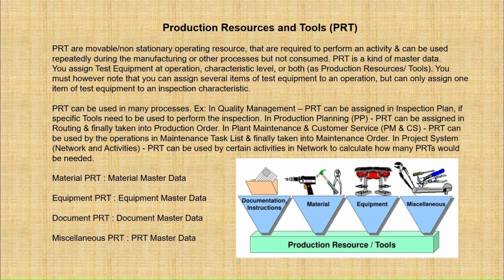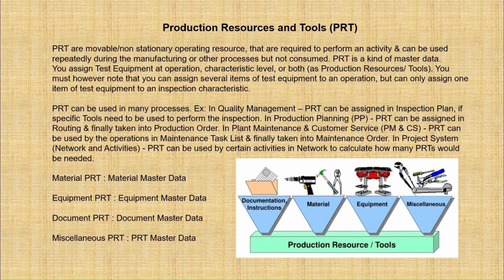Production resource tools which are used can be material, equipment, or a document. We can assign different production resource tools in an operation or at the MIC level. Like when we are doing an inspection, if any equipment is required, could be the pH meter to test the pH value, or it could be say thermometer, magnifying glass, or vernier caliper. Specific equipment to be used to test the MICs and all.